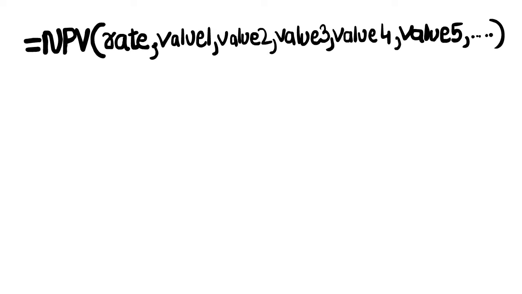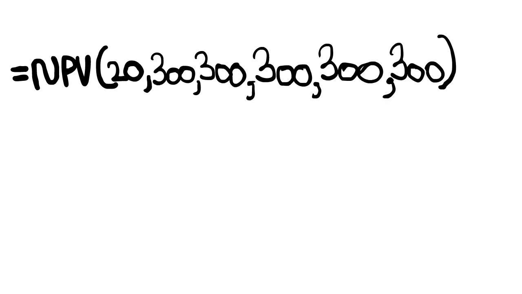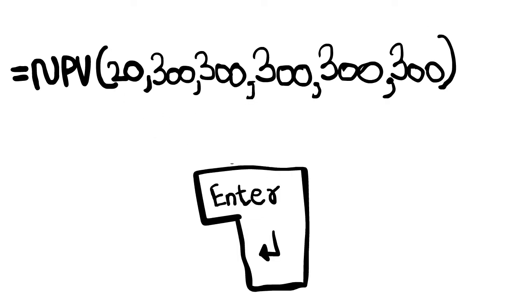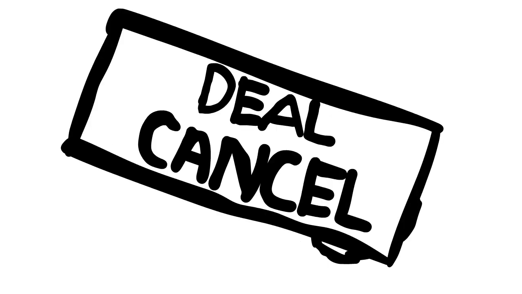So again, we have a formula in Excel to calculate the NPV. The rate is basically the discount rate, which is 20%. Then the values 1, 2, 3, 4 and 5 are $300, which we will get for 5 years. Then after putting all the values and pressing enter, we will get around minus $85.68. That means it's negative. So I'm going to stay away from this investment.